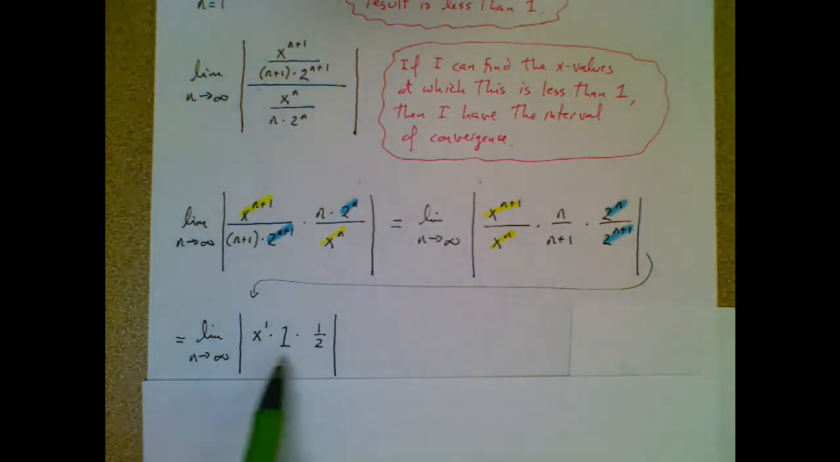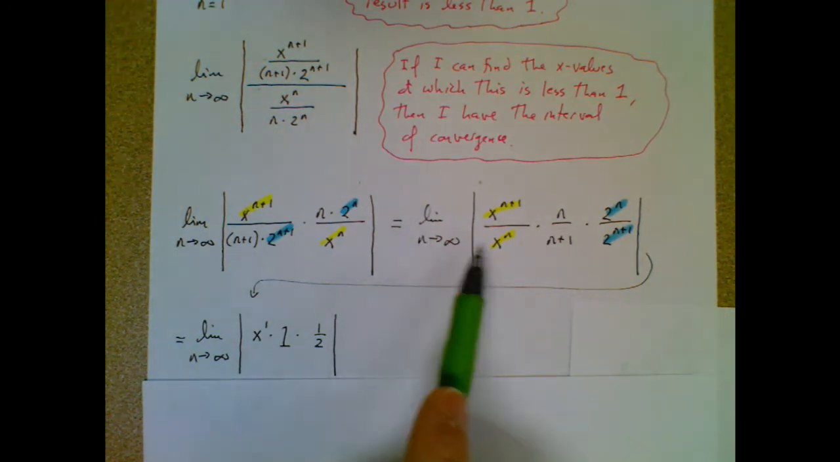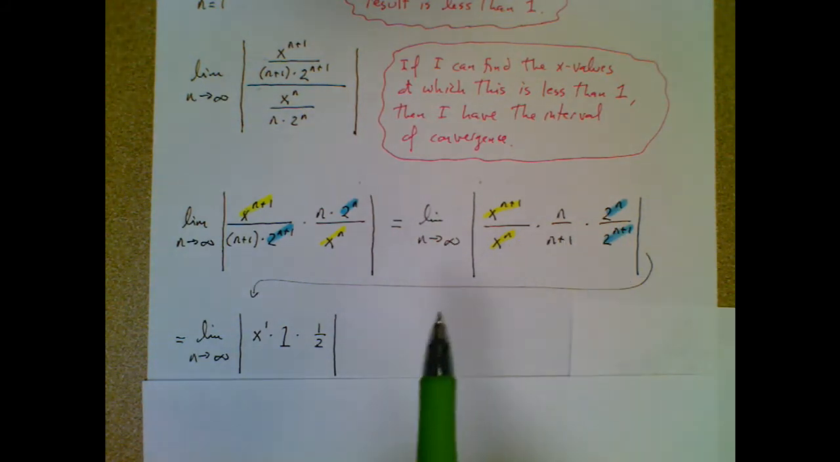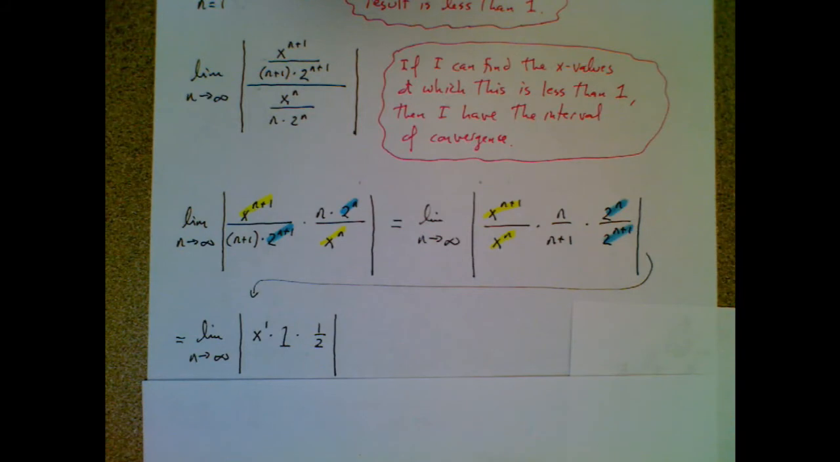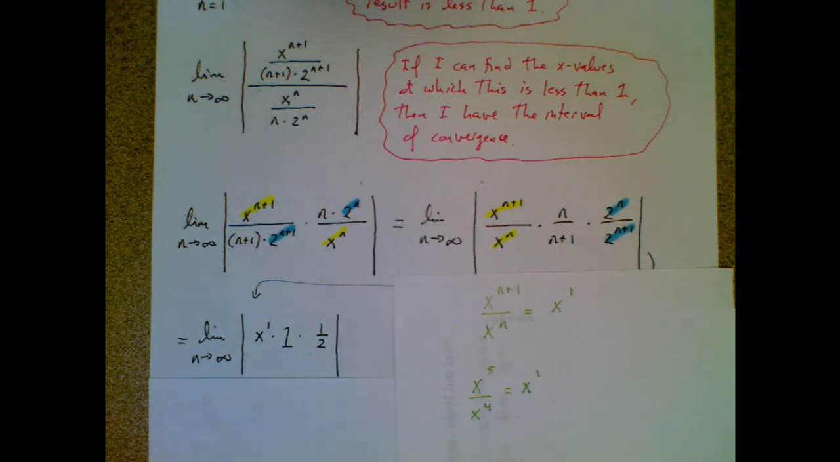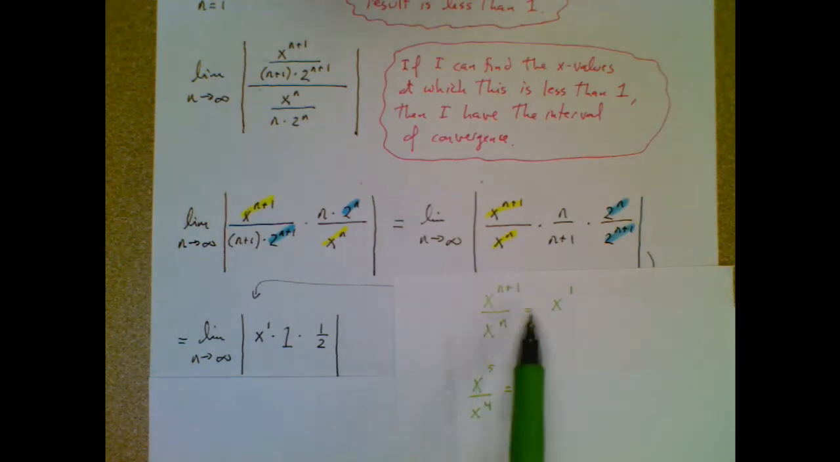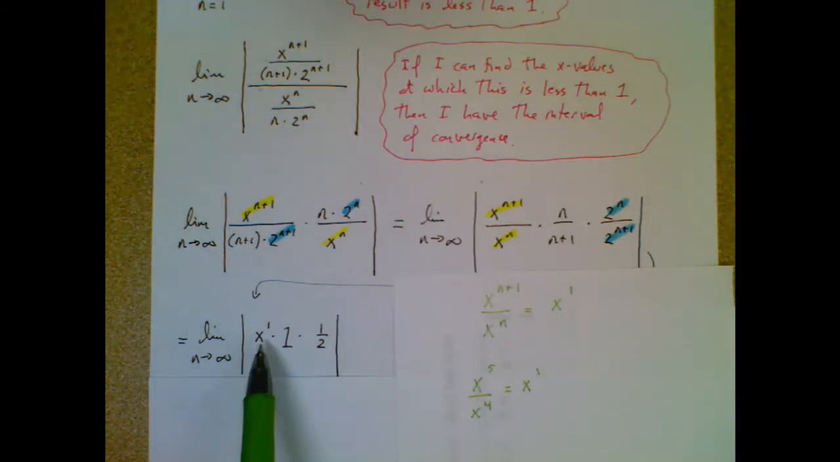If you look to this next step, the limit just got even easier, but how did that happen? What I want to do is go through this, now that I've organized it nicely, and analyze each piece by itself, ignoring the other pieces. So concentrating on this first piece, this divided by that leaves me with x to the first power.